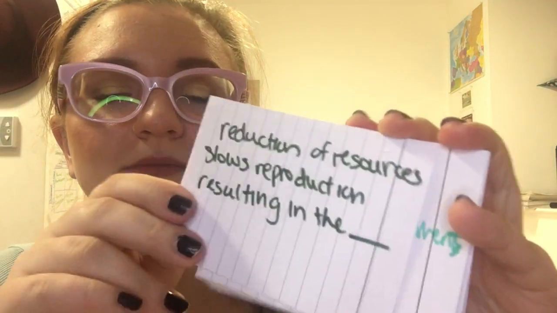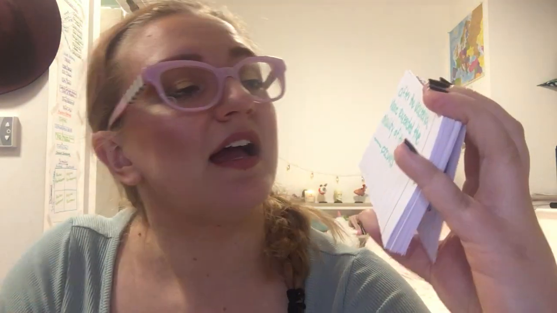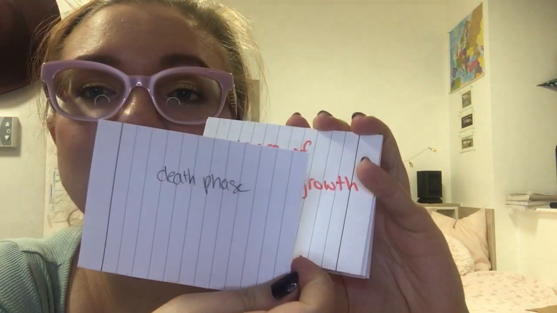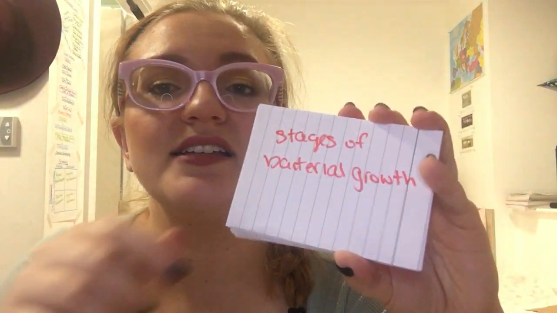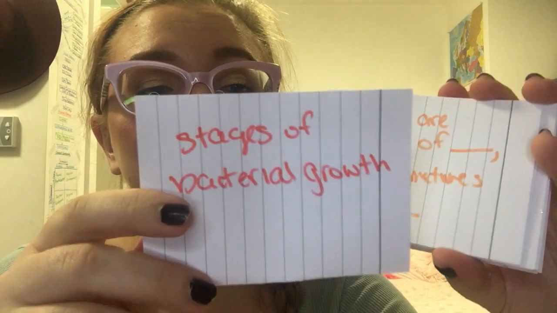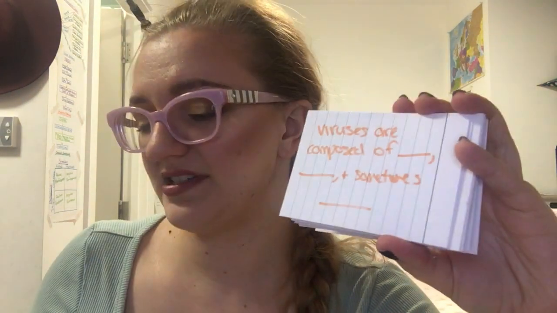Reduction of resources slows reproduction, resulting in, that's when we get into the stationary phase. After bacteria have exceeded the ability of the environment, blank occurs. That's the final phase, the death phase. So once again, stages of bacterial growth. First we have the lag phase, then the log phase, then the stationary phase, and then the death phase. We'll go through those 4 stages.